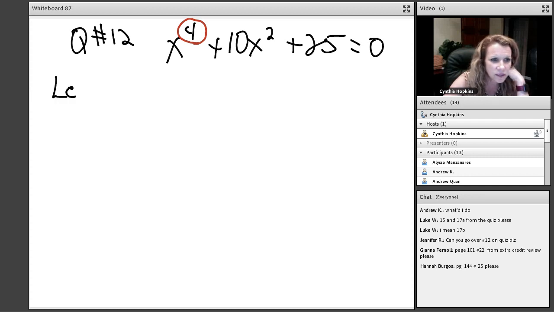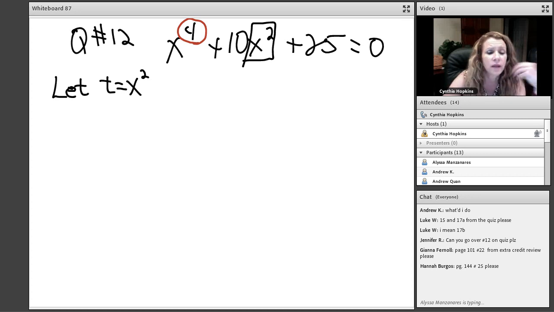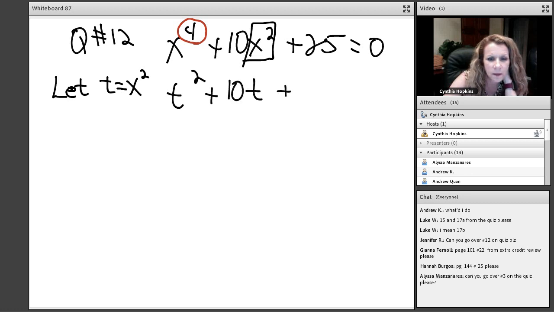So this is the type of problem where we said, and you don't have to use this letter, but I usually use t, let t equal, and then I'm going to look at my middle variable right here, and that's what t is going to equal, is x squared. So now I'm going to rewrite this quartic polynomial in terms of t. So it would be t squared plus 10t plus 25 equals 0.